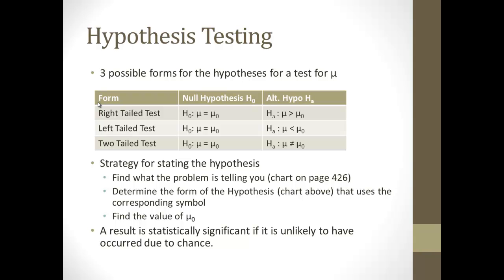When you want to state the hypothesis, we have a strategy. So you need to find what the problem is telling you. You need to determine the form of the hypothesis and figure out the corresponding symbol. And then you need to find the value of your mu0. A result is statistically significant if it is unlikely to have occurred due to chance.